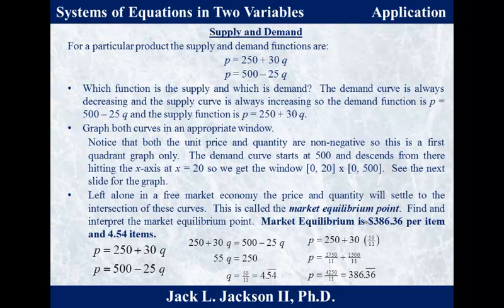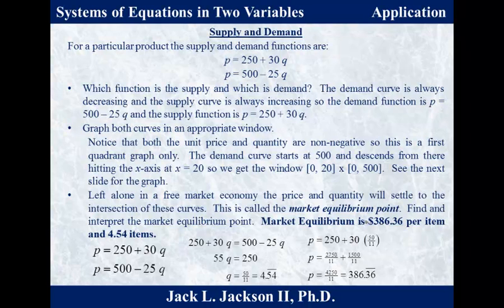Now, what kind of window would be appropriate here? Well, first of all, Q is the quantity. That can't be negative. P is the unit price. No, that can't be negative either. So we're talking about a first quadrant graph only. These functions don't make sense anywhere outside of the first quadrant. So we know X min and Y min are both going to be 0. What about X max and Y max?